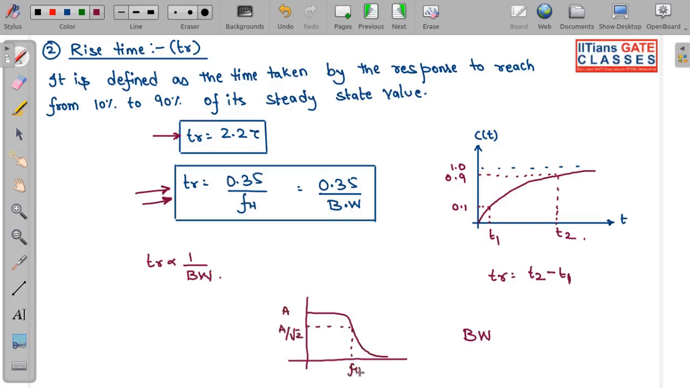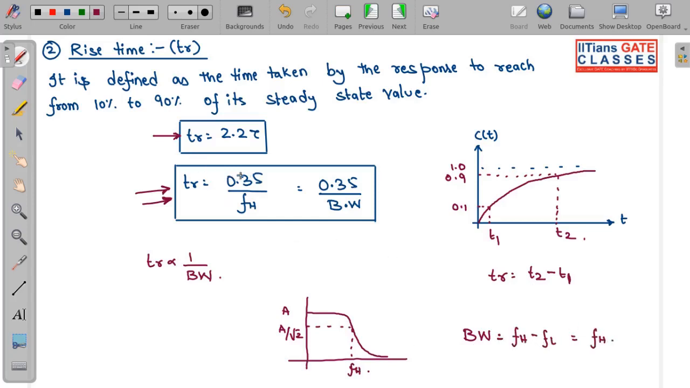So this is f of h, okay, f of h. This is your cutoff frequency, the higher cutoff frequency. So your bandwidth is equal to fh minus fl. Here fh is fh and fl is 0, so the bandwidth comes out to be fh.